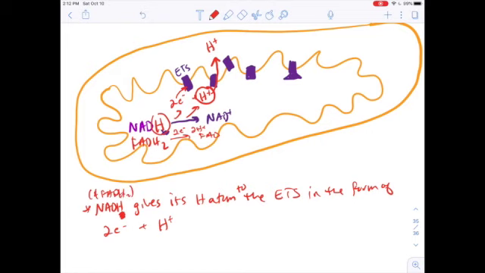The ETS proteins, they kind of pass those electrons from protein to protein. I'm going to make a little room here. Like some of them will accept an electron, and then like that cytochrome C and coenzyme Q will pass it from protein to protein, like that.